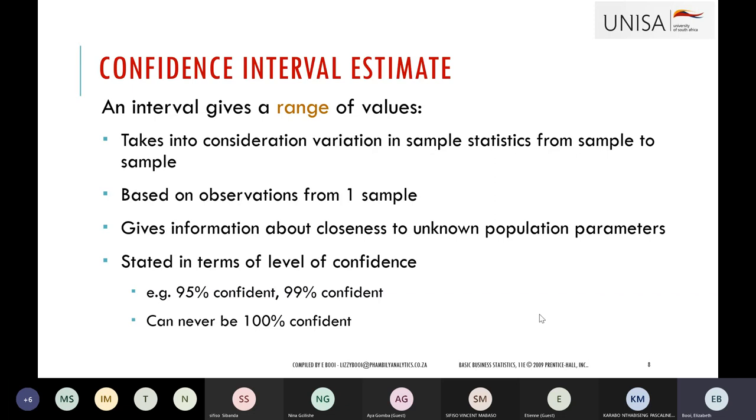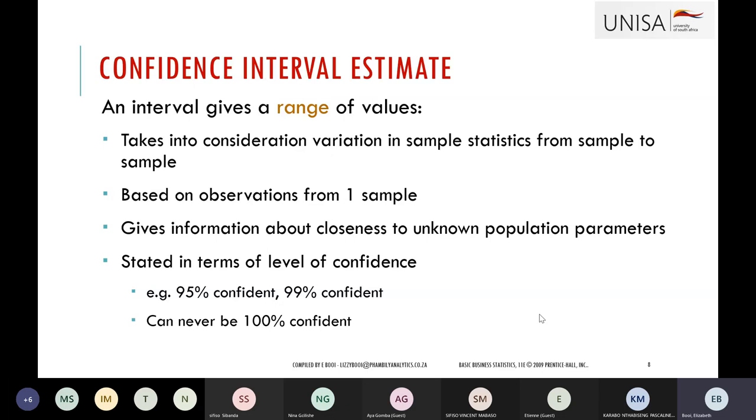When we talk about the interval estimates, the lower boundary and the upper boundary, those intervals give a range of values, and that range needs to take into consideration the variation in the sample statistics that exists from sample to sample, because different samples can have different sample means or different sample proportions.